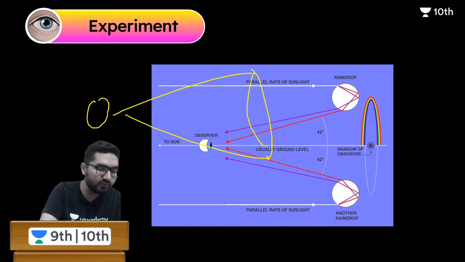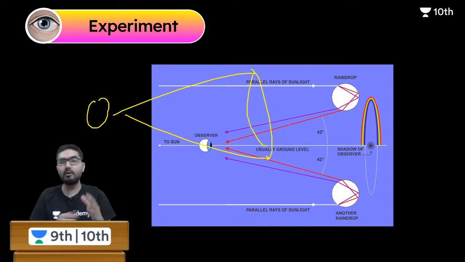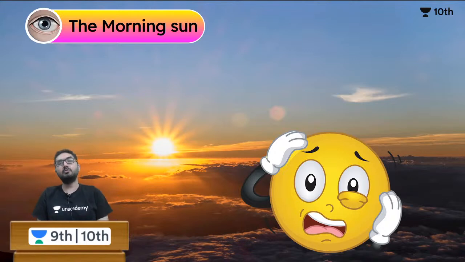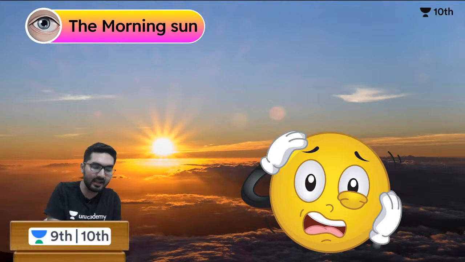So the rainbow is formed circular, but since we are at one of the horizons, we see a hemispherical or semicircular thing, right? So now guys, what if I tell you the morning sun that we see is not true? That is an illusion. You will be like, sir, that's not even possible, right? How can the morning sun be an illusion?